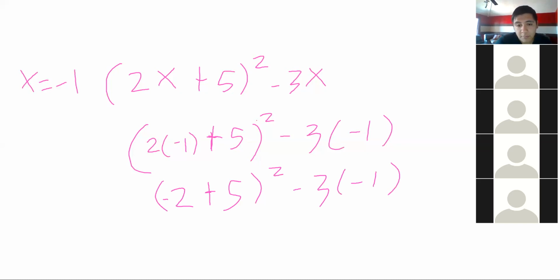It's still inside the parentheses. -2 plus 5, which is positive 3. Okay. After that, what's next? The exponent. Square 3. So 3 squared, which is 9.